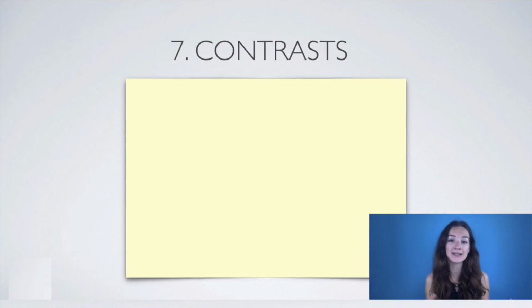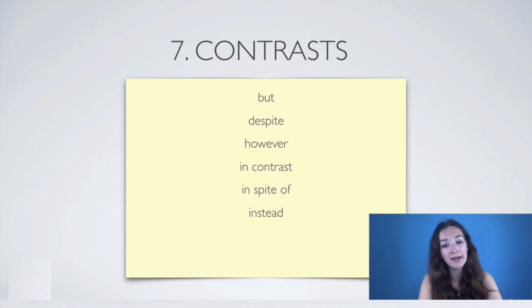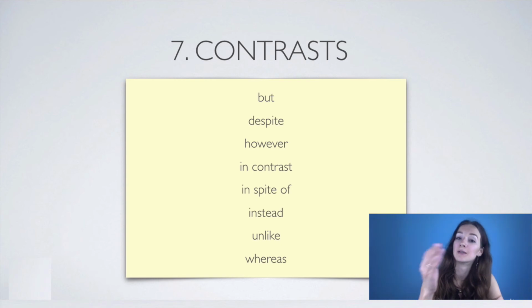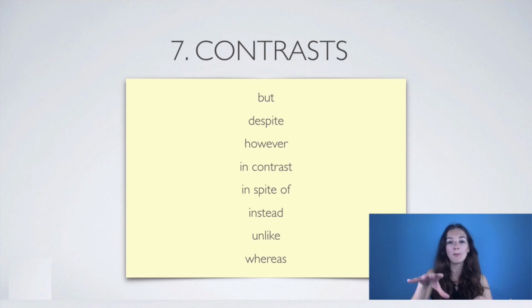All right. The next one is contrasts. So let's have a look at the contrast signals that are going to tell you that at some point in this sentence we're going to have the opposites, right? So we should look for the opposites. Okay, so such signals can be: but, despite, however, in contrast, in spite of, instead, unlike, whereas. So if you see one of these words, it means that everything that follows this word contradicts everything that was before this word, right? So we have two opposite parts. There's some contradiction, some contrast going on, okay? And this contradiction can help you find out the definition of the word, all right?